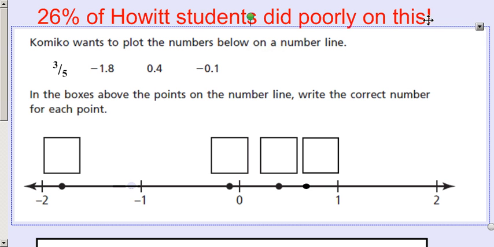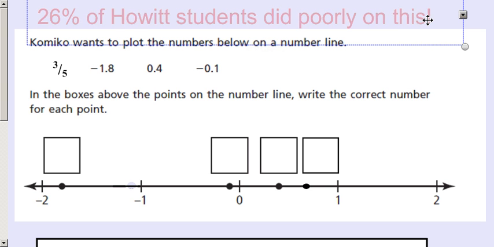Hi, and welcome to the 2005 Book 2 New York State Grade 6 exam. This was the first question from Book 2, and over 26% of the Howard students did poorly on this, which meant that they either got half or even less than half of the points that they should have acquired on what was a relatively easy problem. So let's take a look and see what happened.